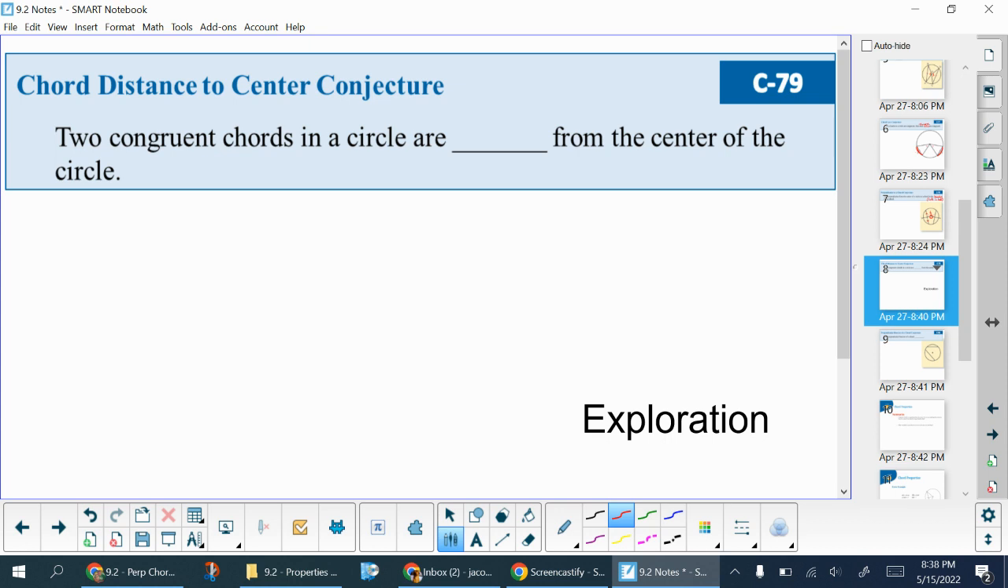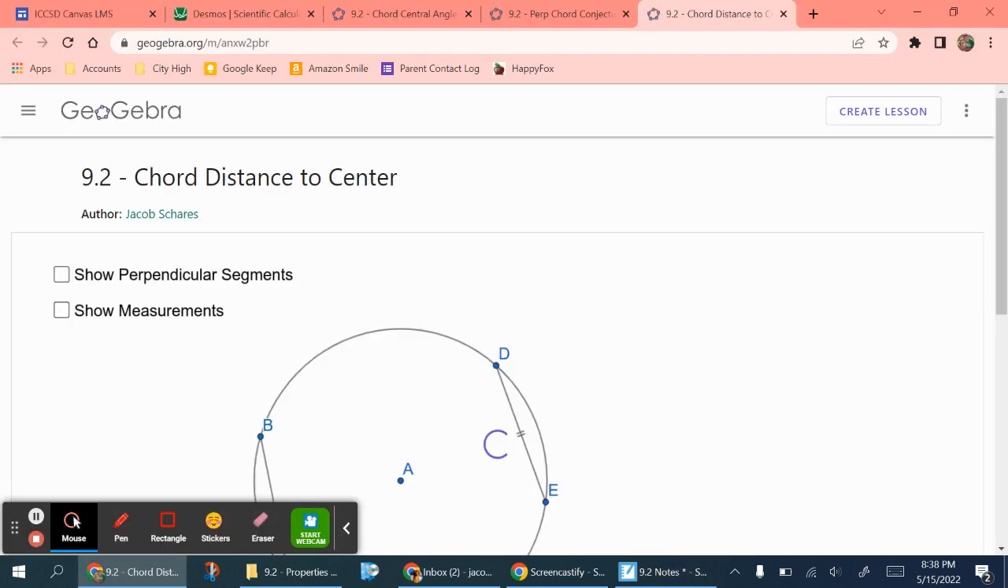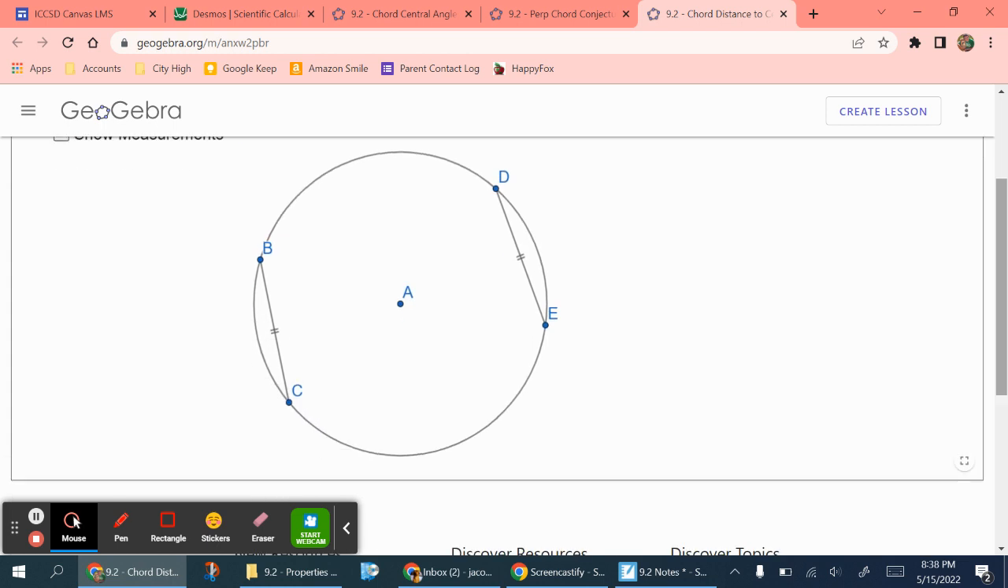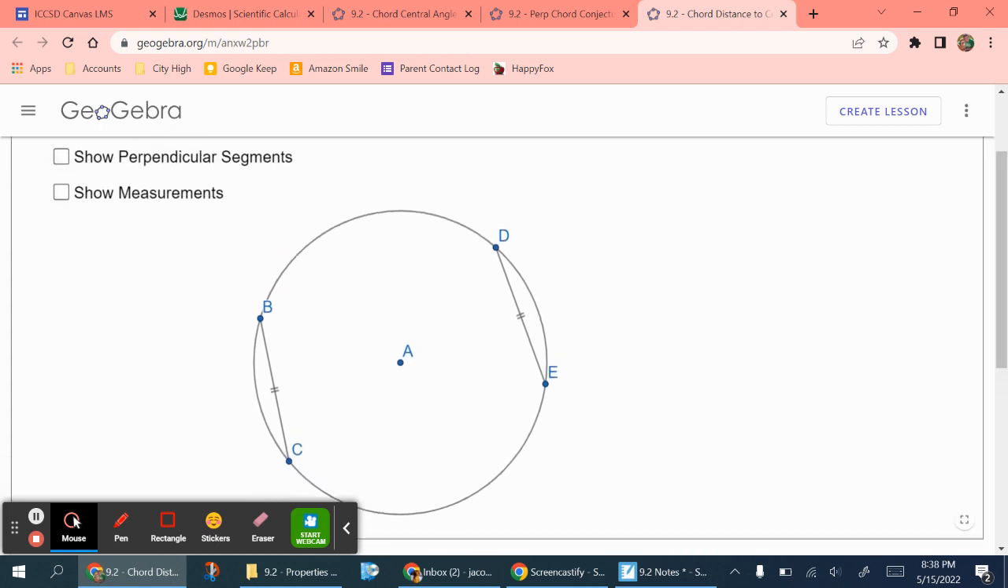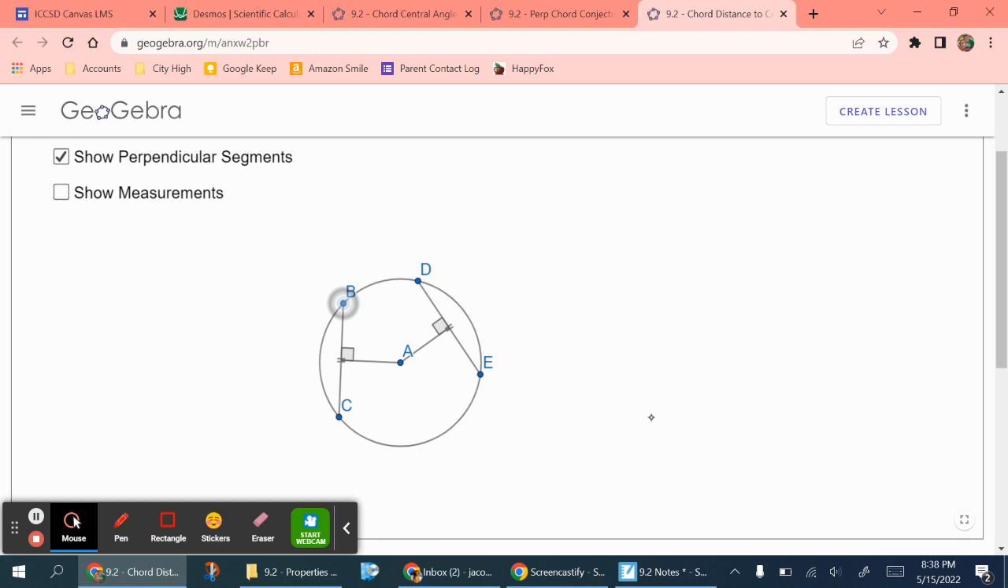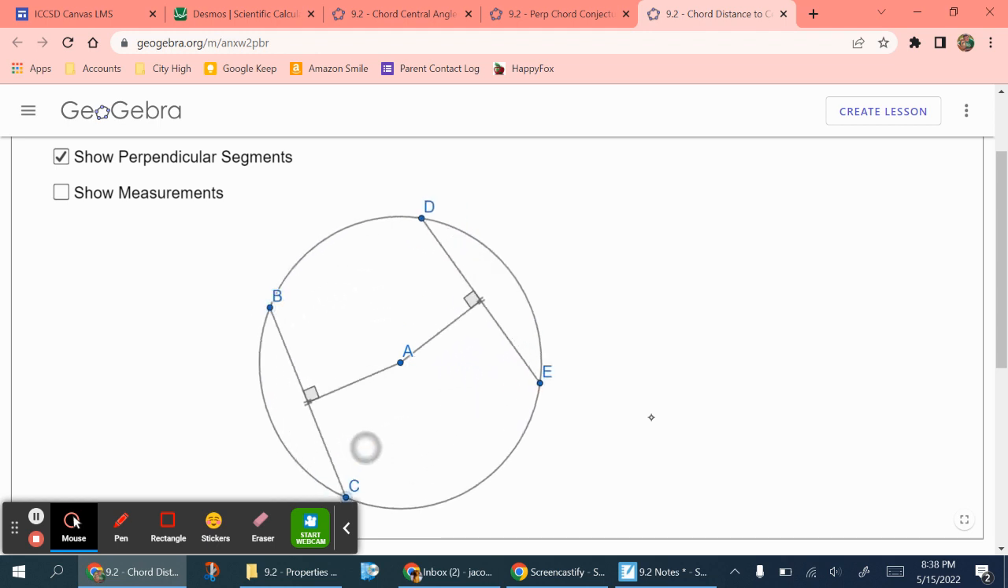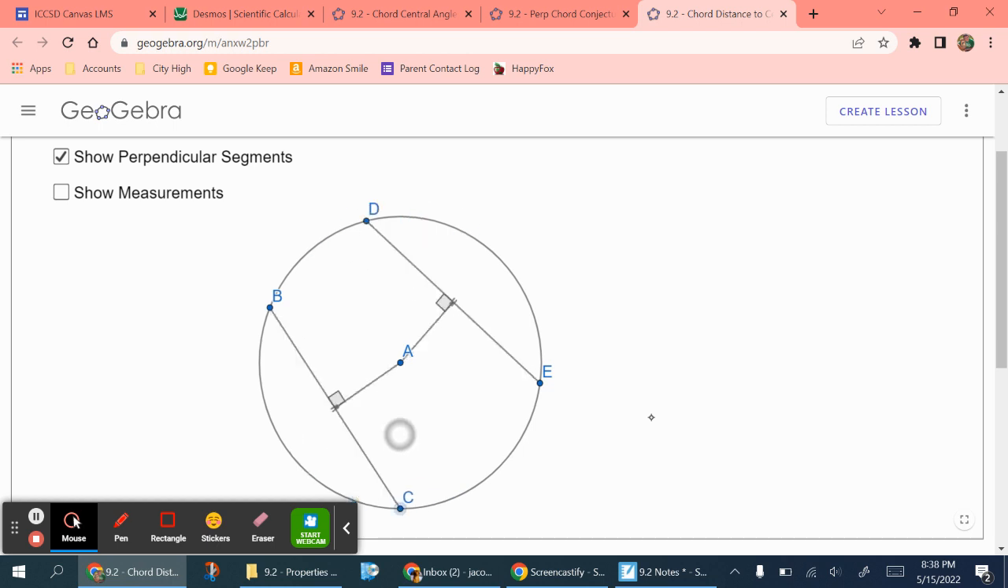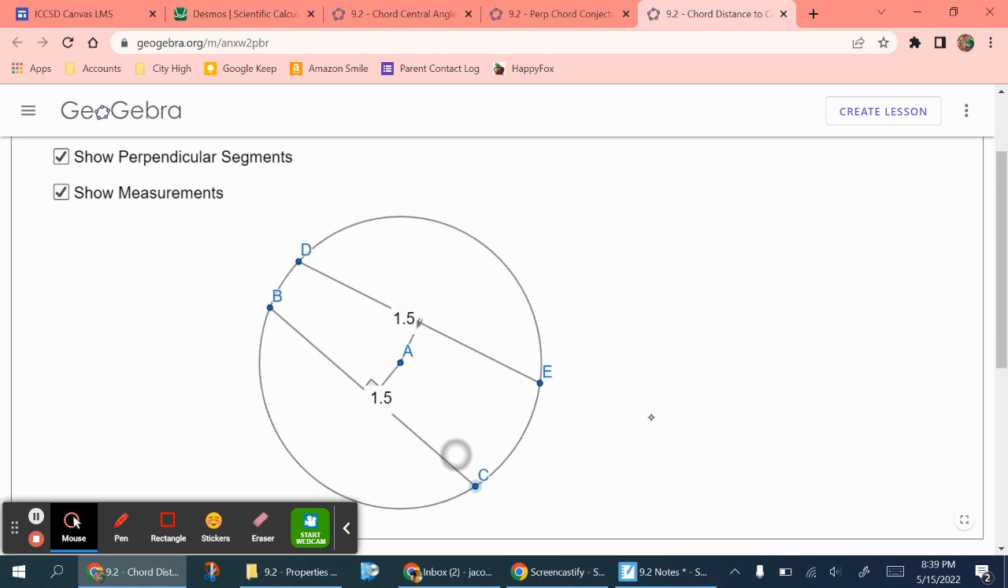Okay, this one. Two congruent chords in a circle are blank from the center of the circle. So if I take a circle, got another exploration here. If I take a circle and I make two chords that are congruent, we measure distances perpendicularly. So what would you think about those two lines I just drew in? Well, you'll notice if I make the chords closer to the circle, those lines both get smaller. No matter what I do, I change one chord, the other has to change to stay congruent, and you'll notice that those measurements are always the same.